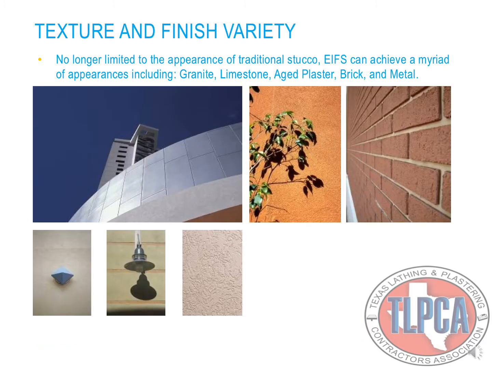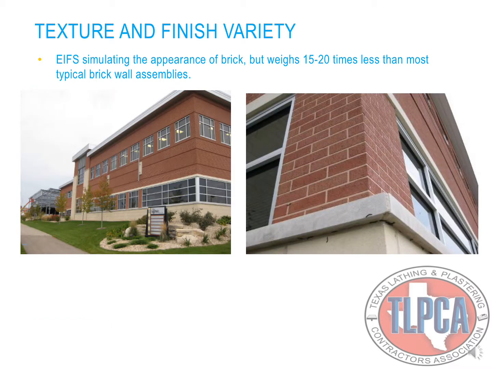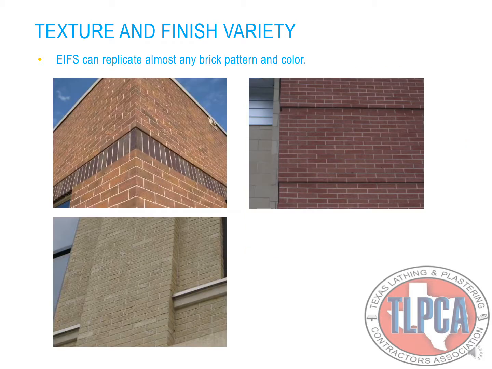EIFS is no longer limited to the appearance of traditional stucco. Specialty finishes including granite, limestone, plaster, brick, and metal are all achievable. The pictures below depict EIFS simulating the appearance of brick, yet weighs 15 to 20 times less than most typical brick wall assemblies, putting much less stress on the structure. As shown below, EIFS can replicate almost any brick pattern and color.